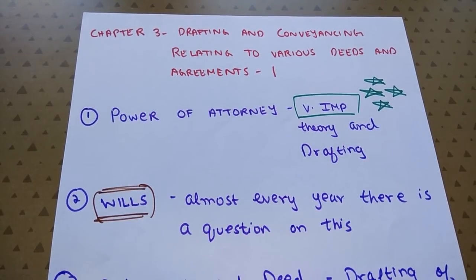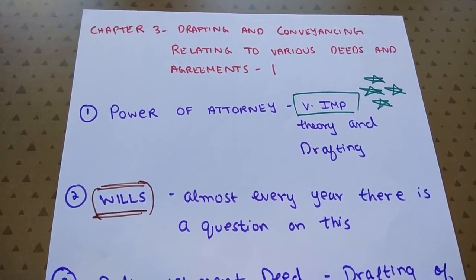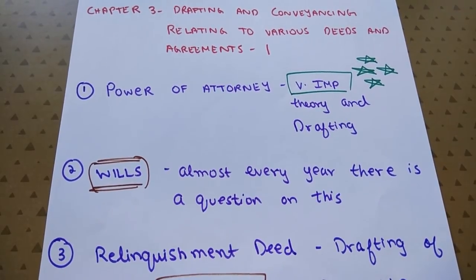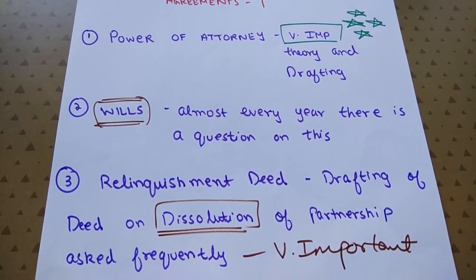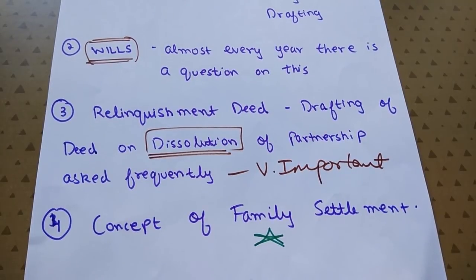Next is chapter 3. The important topics in this chapter are: first, the topic of power of attorney. Both theory and drafting questions have been asked. Second is wills. Almost every year there has been a question on wills. Third, in relinquishment deed, drafting of deed of dissolution of partnership is important. Lastly, knowing the concept of family settlement is important.